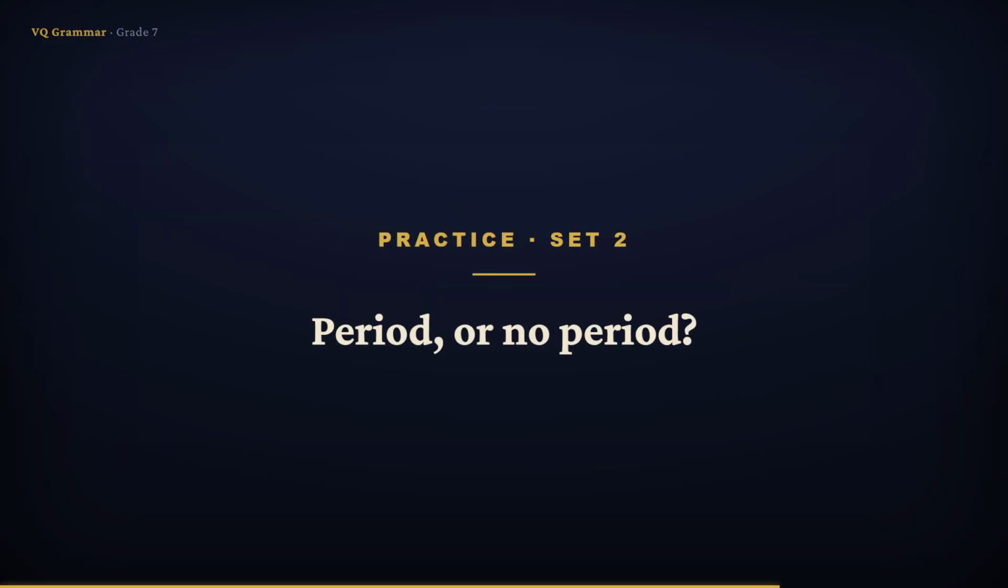Nicely done. In this second set, keep choosing the correctly written version. Watch for degrees, state codes, and units, and ask yourself each time whether a period belongs. Pause and choose before I answer.